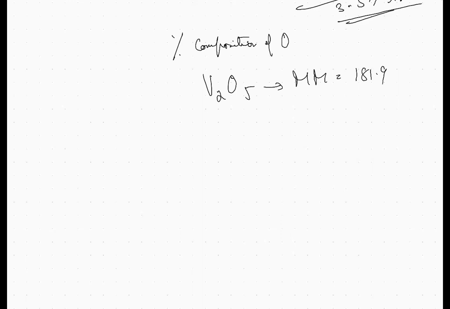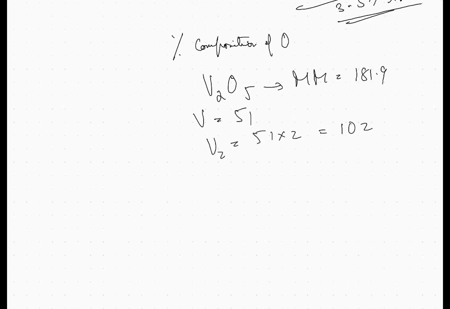Okay, the next question I have is determine the percent composition of oxygen. So they are given V2O5, and the molar mass of that is given as 181.9. So V is vanadium. Vanadium is roughly 51. So we have two vanadiums that give 51 times 2, 102.